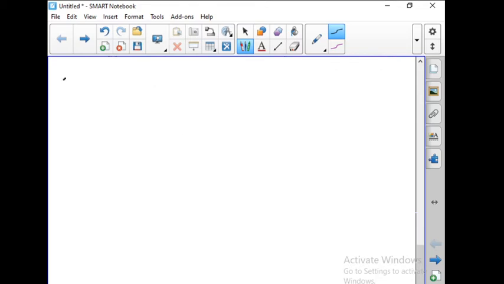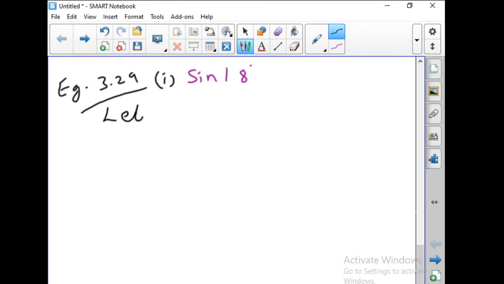Okay, next we will see example 3.29. Find the values of, okay, first one it is asked to find sin 18 degree. Okay, so now we will consider, let theta is equal to 18 degree. So multiply both the sides by 5. So what you get?